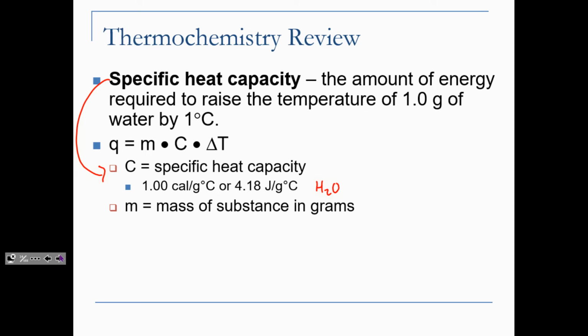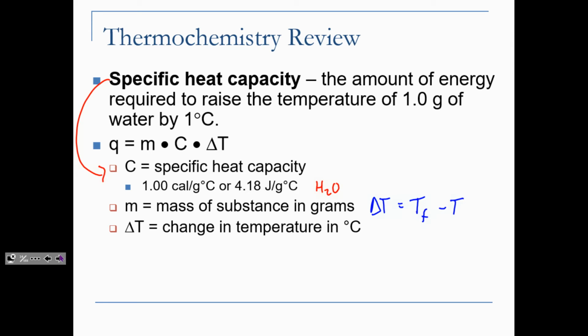M would be the mass of the substance. In this case, again, it's water. Delta T is the change in temperature in degrees Celsius. And reminder that we find the change in temperature by doing the temperature final minus the temperature initial at the beginning. Q is heat in joules or calories, depending on what value of specific heat you're using. And we can calculate the heat as we change the temperature of water.